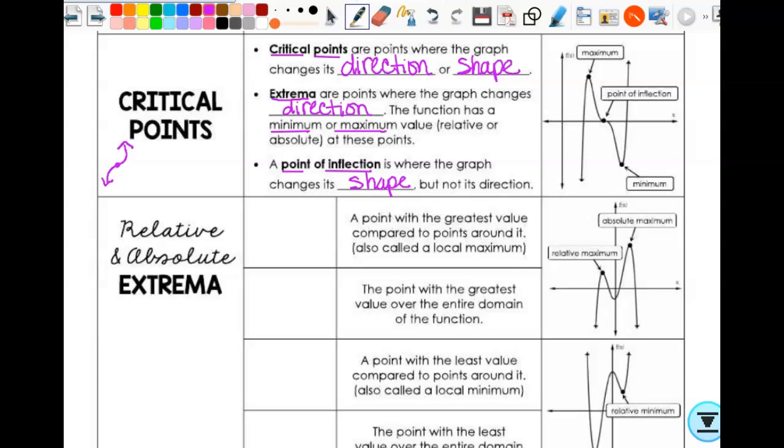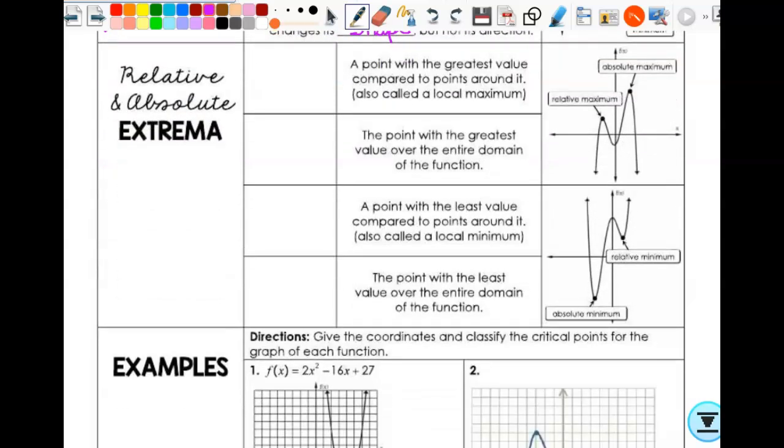All right. So when we talk about our extrema, we have relative and absolute. So we're talking maximums and minimums. We have four little definitions we're going to talk about. The first two: a point with the greatest value, and the next one says a point with the greatest value. Greatest value both times means we're talking about maximums, but they're two different kinds. It's either the greatest value compared to points around it, or the greatest value over the entire domain.